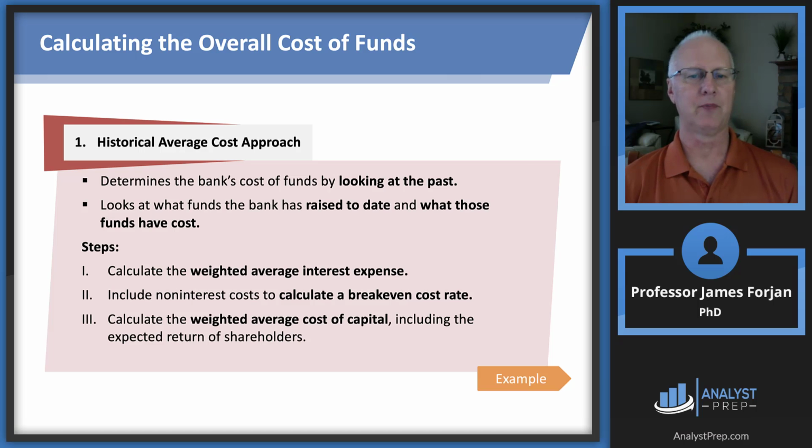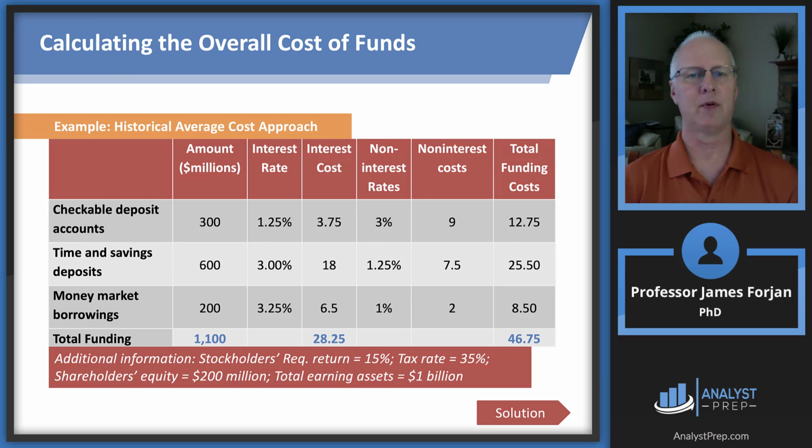All right, a couple of steps here. Weighted average interest expense. We've done that math before. Break-even cost rate, and then calculate weighted average cost of capital. So let's go ahead and look at an example here.